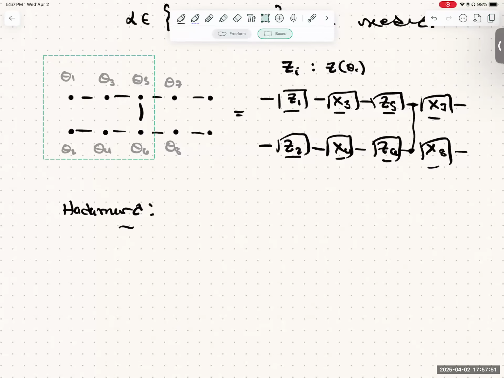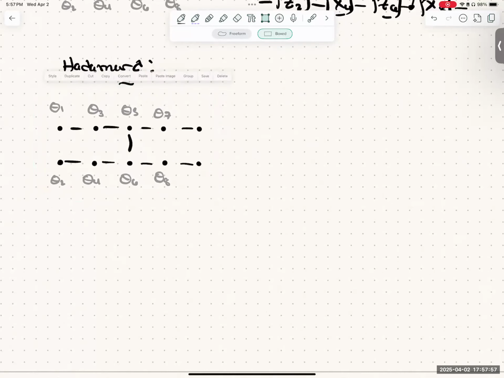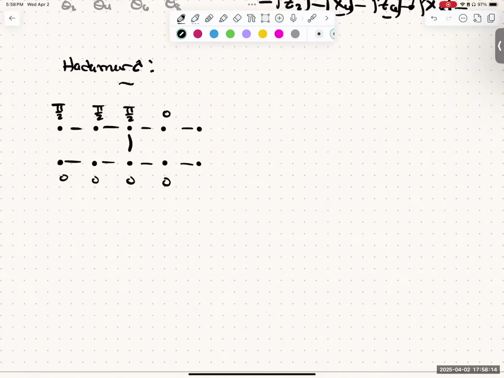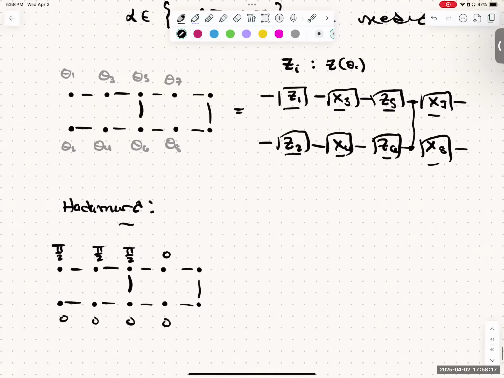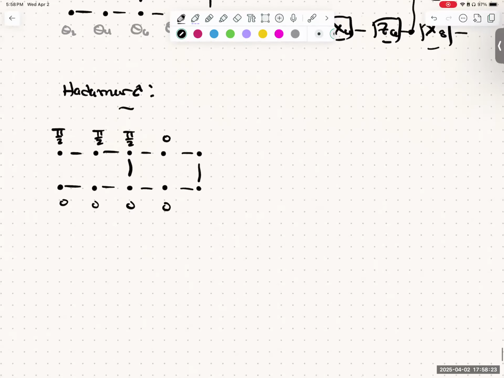Let me just copy this real quick. What you need for this is you perform pi over 2, pi over 2, pi over 2, 0, 0, 0, 0, 0. And these are output qubits here. I guess there should be another line here. So what this will produce is a Hadamard on the first line and identity on the second line.